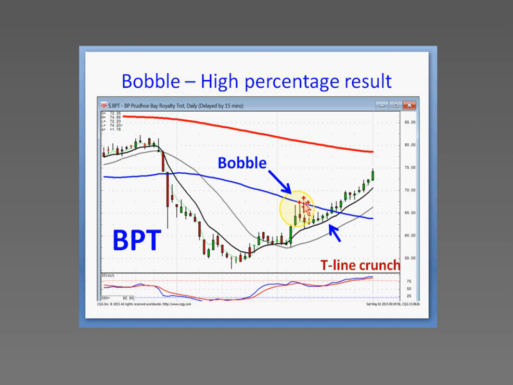So the bobble is, as soon as you see it hit a resistance level and pull back, you can start taking profits. But if you can see that they aren't closing below, watch for the T-line crunch. If they come back up through this level, that means this resistance level has now disappeared. They're going to target the next resistance level.